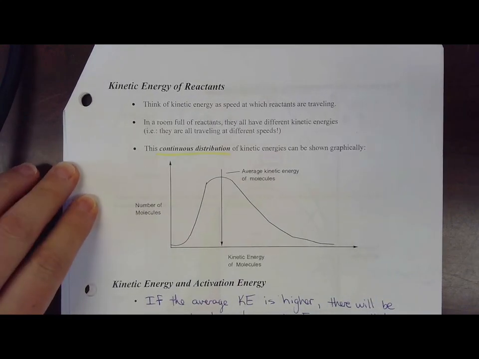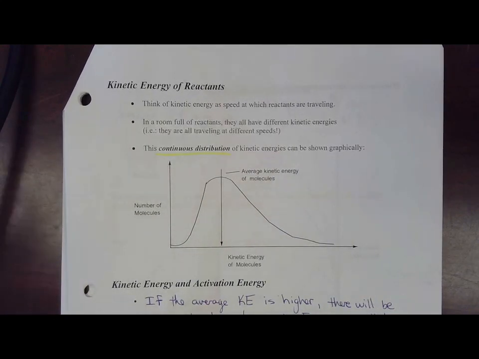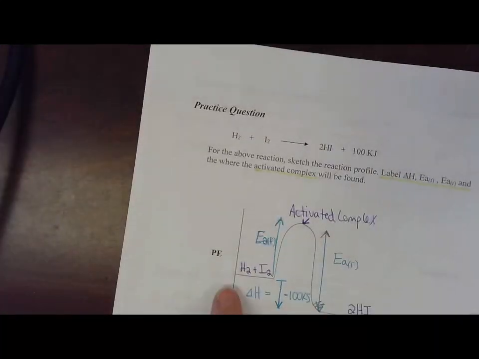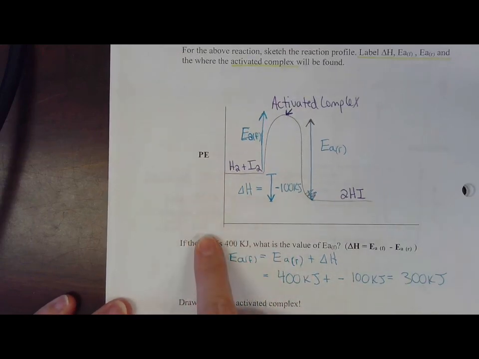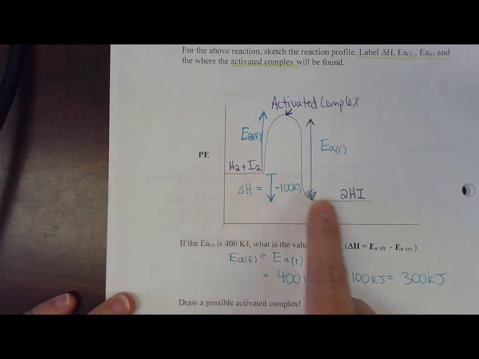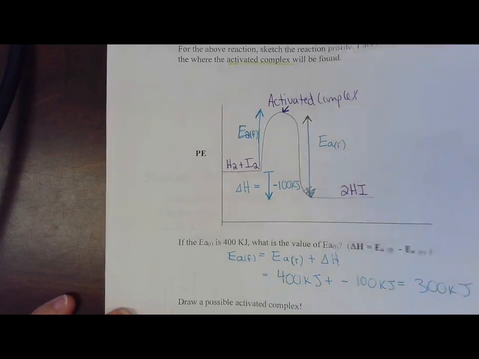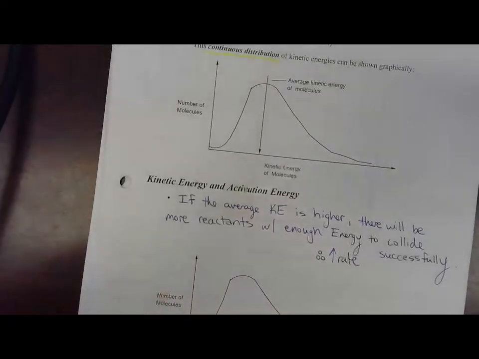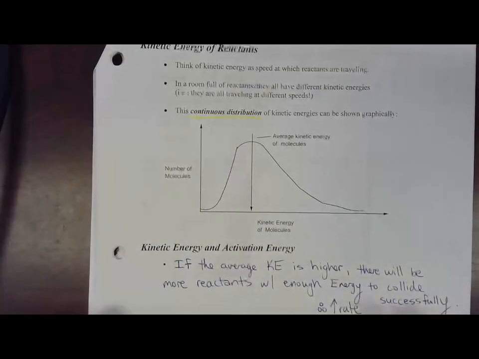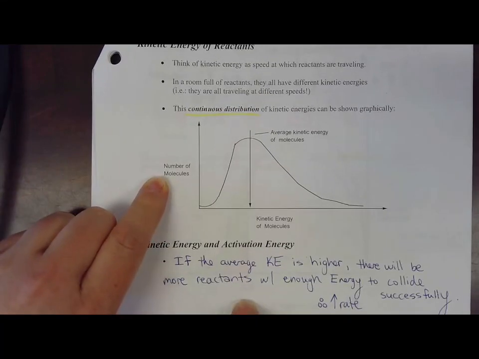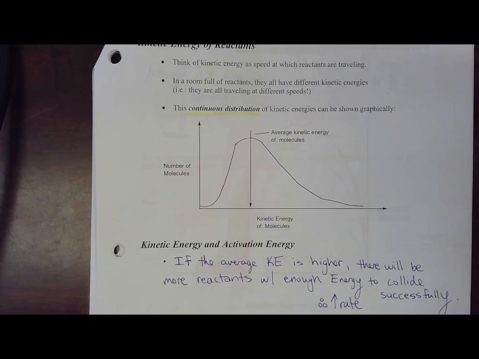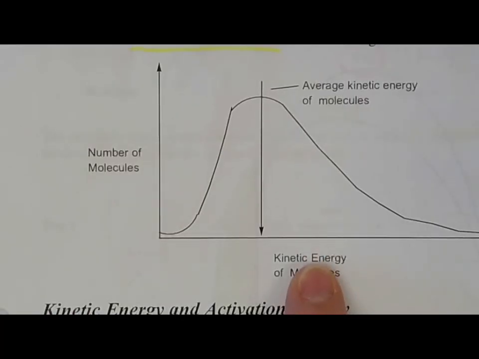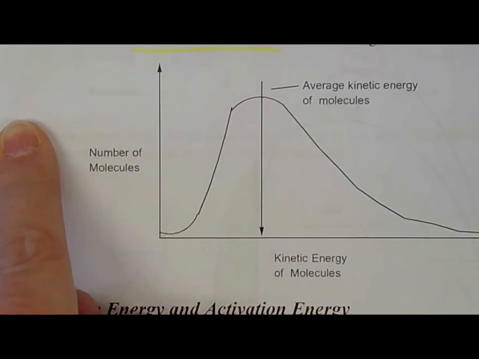We talked about kinetic energy of the reactants, and we have a different kind of graph than we had before. Yesterday's graph, or the previous day's graph, was similar. It had PE here. We talked about potential energy, and how the energy of the reactants is different than the energy of the products. What we're talking about here is slightly different. We're talking about the number of molecules on the y-axis and the kinetic energy on the x-axis. I'm specifically pointing this out to you because it's notably different than the previous graph.